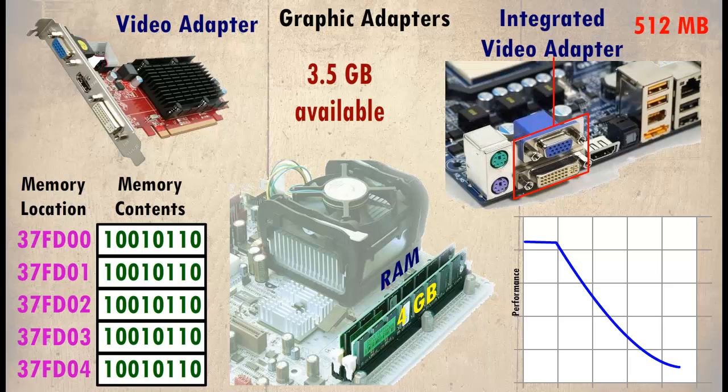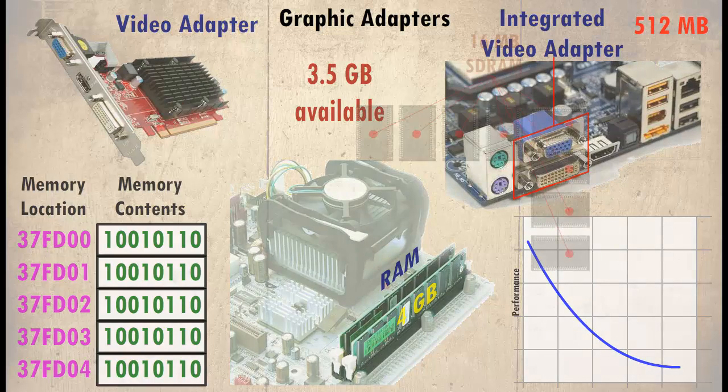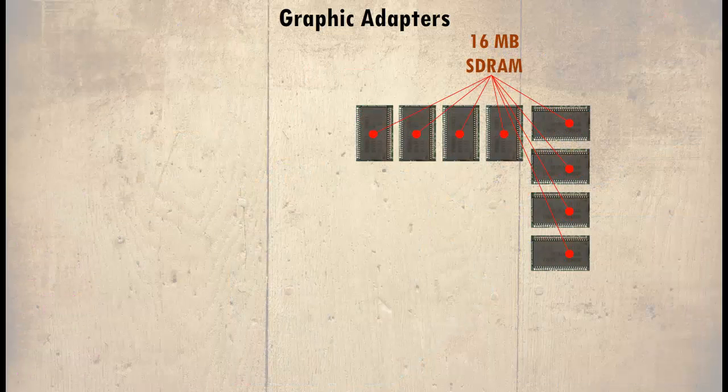So if we were designing a video card, which components should we use? Well, the first thing is we can create separate memory using SDRAM. The main benefit of SDRAM is it is faster than normal RAM. In our example, we have used eight 2 MB SDRAM chips, giving a total of 16 MB.